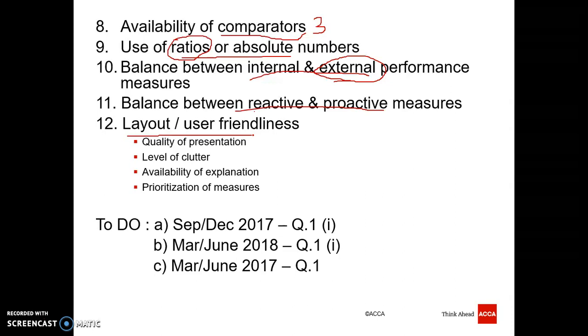Availability of explanation. Does the performance dashboard have quality narrations at the bottom of the report, so that it provides additional explanation to whatever numerical data is presented in the report? Prioritization of the measures. This again depends upon what the objective and the mission of the company is.